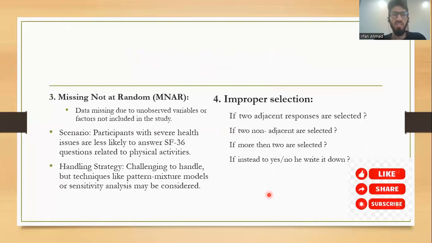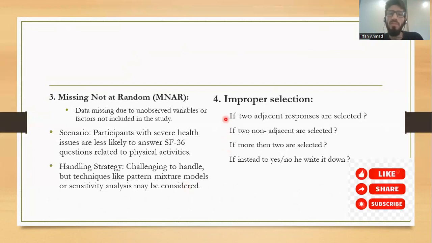Now the third type of missing data is data missing due to an unobserved variable or factor not included in the study. For example, if the participant is bedridden, non-ambulatory, most of the physical component questions cannot be answered by him because he is bedridden. It is actually challenging to handle, but techniques like pattern mixture methods or sensitivity analysis can be considered.